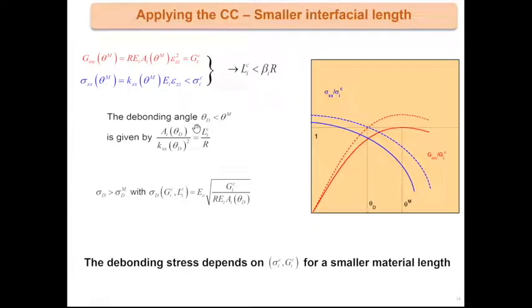If it is not the case, if the interfacial length is not large enough, then to determine the angle at crack onset, you have to solve this equation, which shows that the crack angle at crack initiation depends on this interfacial length, and you can deduce the critical stress at crack onset, which now depends on the fracture energy and on the interfacial strength. So you have a combined regime.